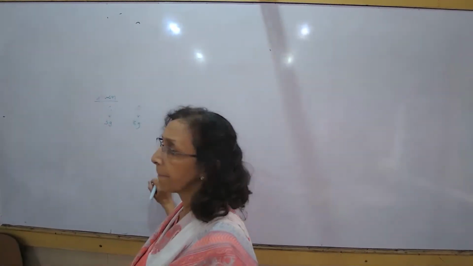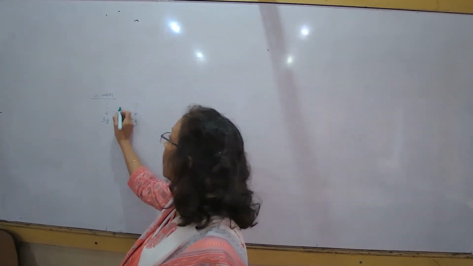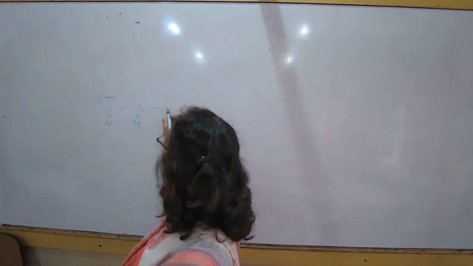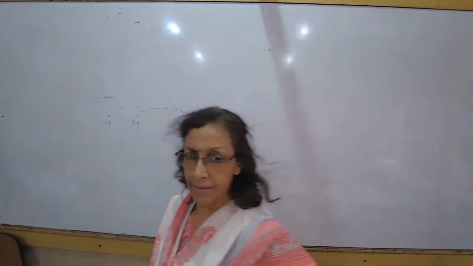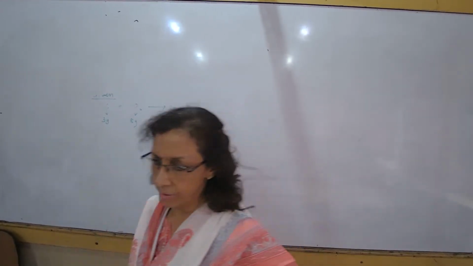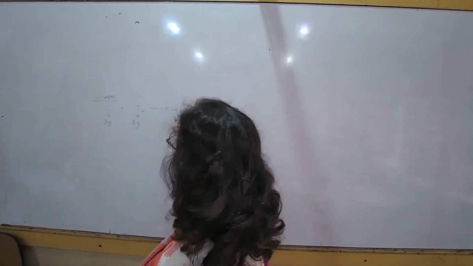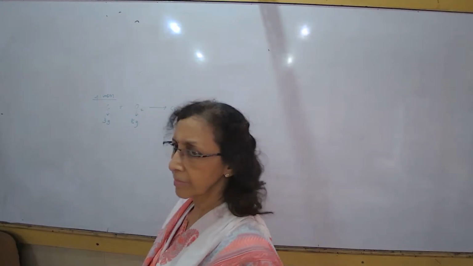What mass of carbon dioxide will be found? Can you give me the equation here? Carbon plus oxygen gives carbon dioxide. So that is the information which is given. And how many grams of carbon dioxide is produced? 11 grams. Did you understand what I'm saying? So carbon dioxide produces 11 grams.